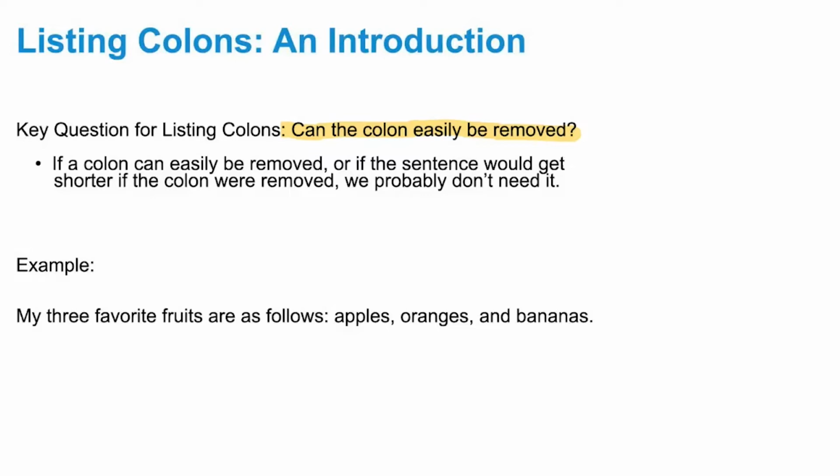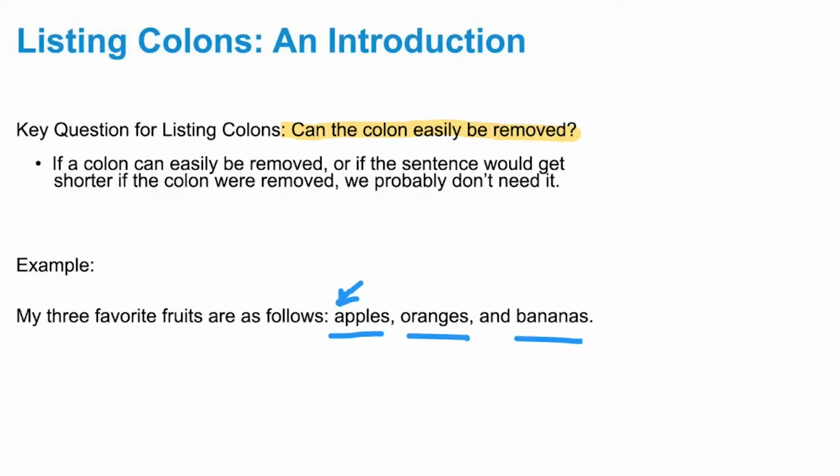Okay, let's look at an example. My 3 favorite fruits are as follows: apples, oranges, and bananas. Okay, so we have a list, right? Great. We have a colon. Cool. This seems like a really good candidate for a colon because we have a list. We want to be really, really careful here.